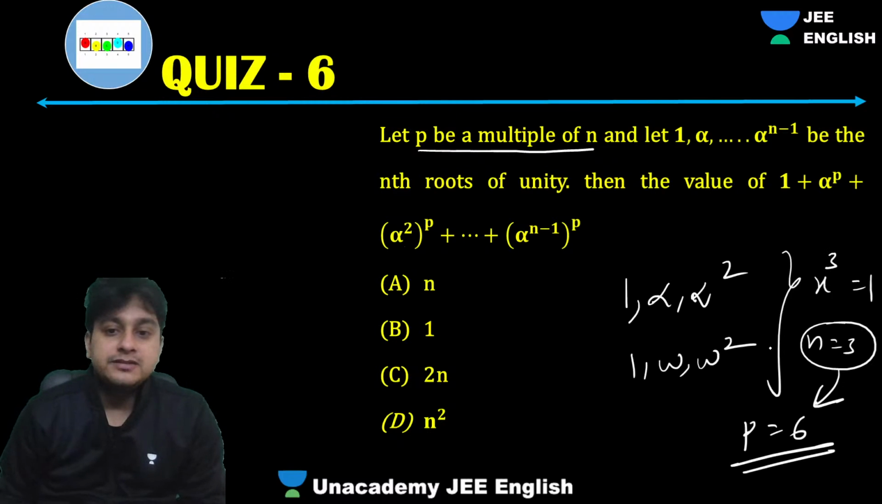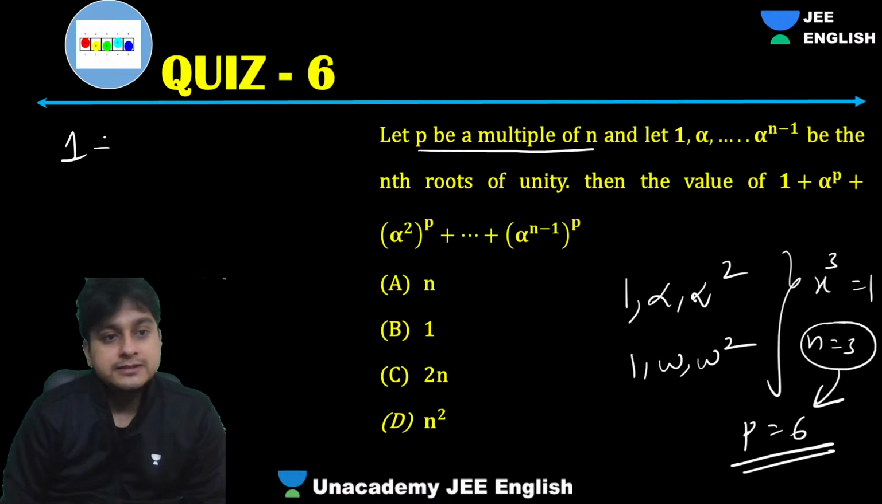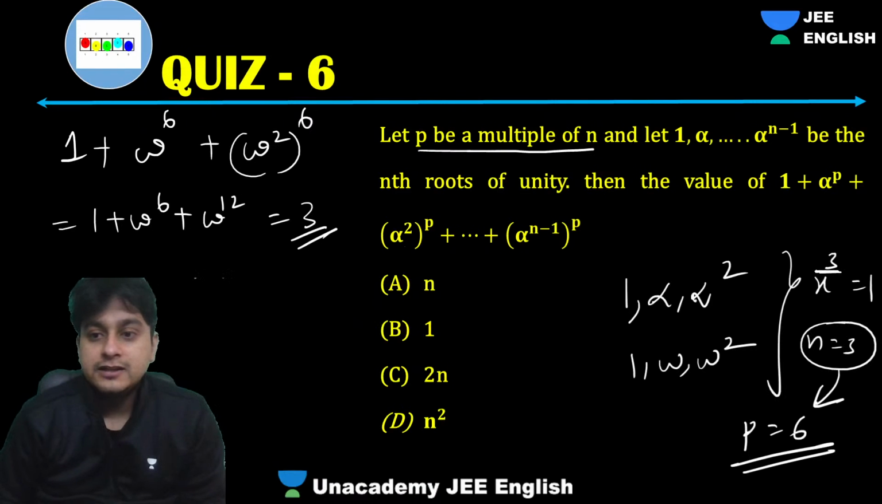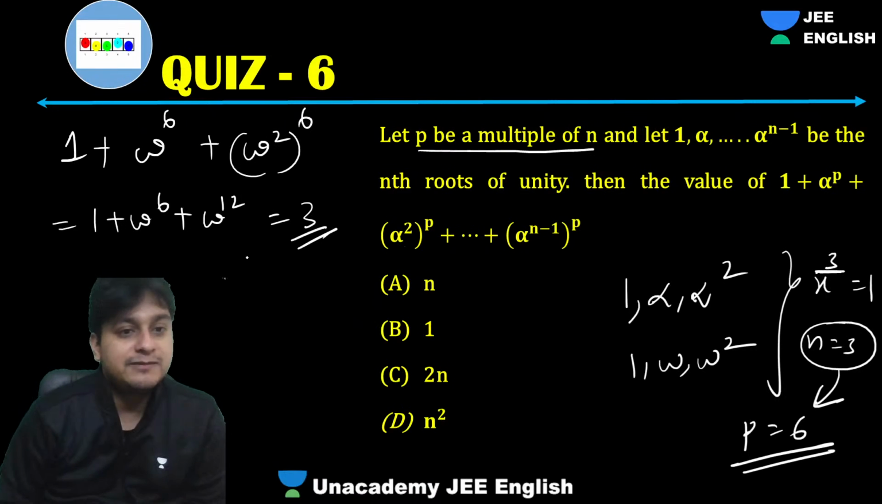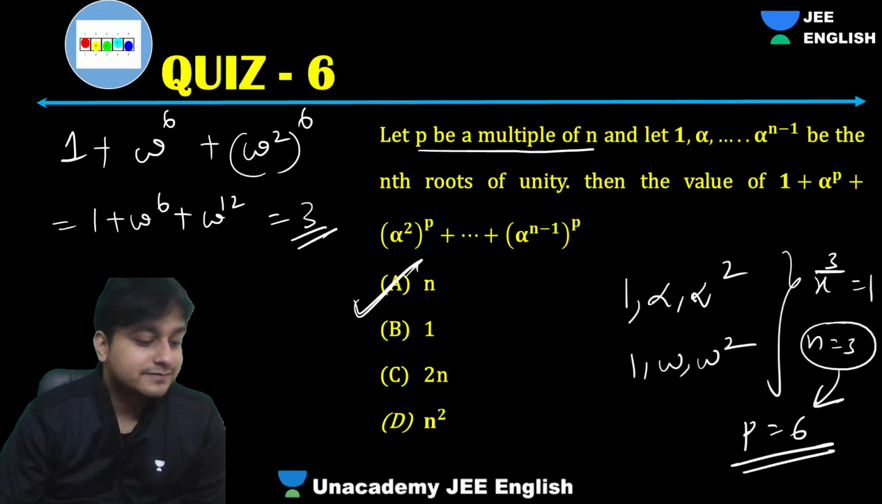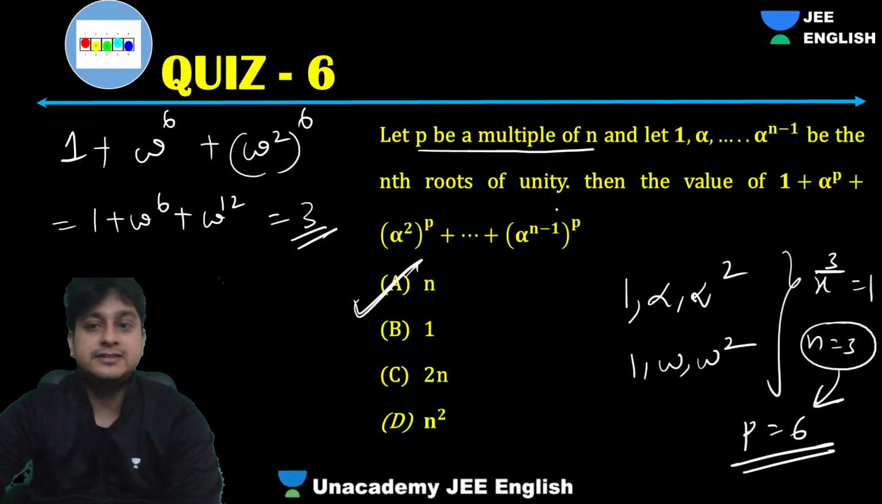So guys, when you put it over here, what is happening? 1 plus alpha, alpha is omega, omega power 6 plus omega square power 6. What are we getting? 1 plus omega power 6 plus omega power 12. Which will be 1 plus 1 plus 1, 3. So we are getting n only. You can take 9 also, you'll get 1 plus 1 plus 1 only, 3 only. That's what is coming as n. Okay, guys? So that is the answer. Let's move ahead now.